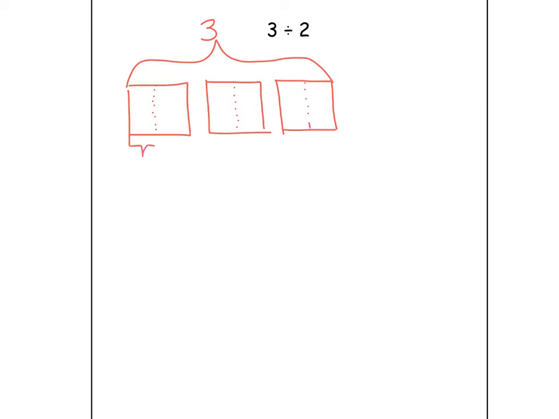So this is 1/2, 1/2. I wonder how many halves I'm going to need to make 3 wholes. So that's 3 halves, 4 halves, 5 halves, 6 halves. So 3 wholes is equal to 6 halves.